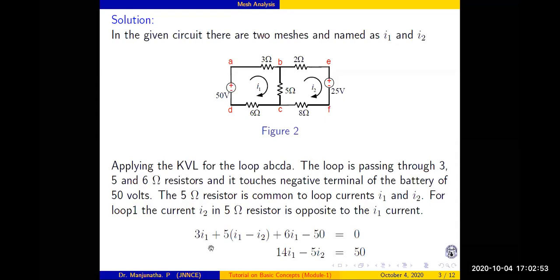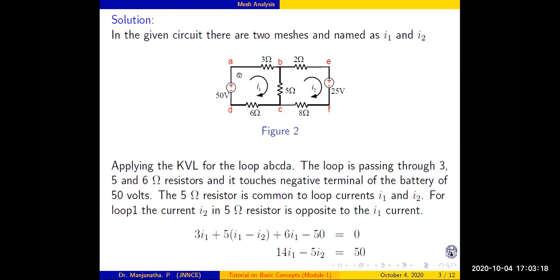Then 3I1, 5I1, 6I1: how much? It is 14I1 and minus 5I2. Minus 50, if I take it to the right side, it is positive, plus 50 volts.